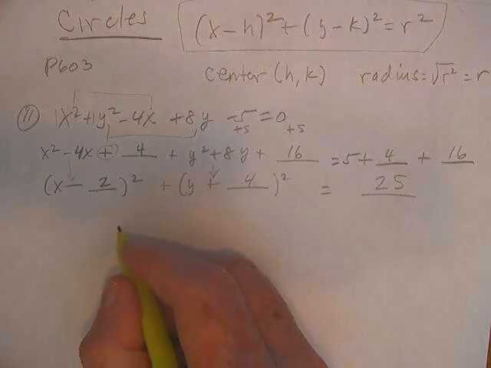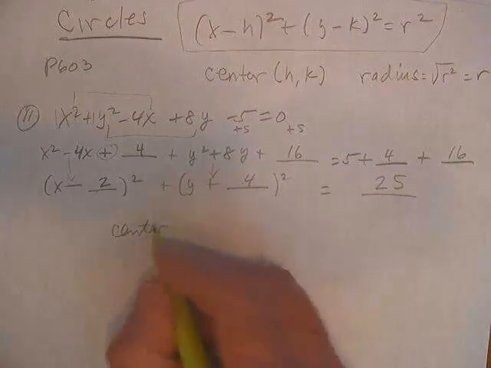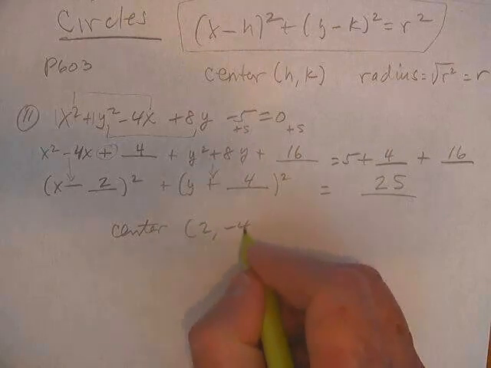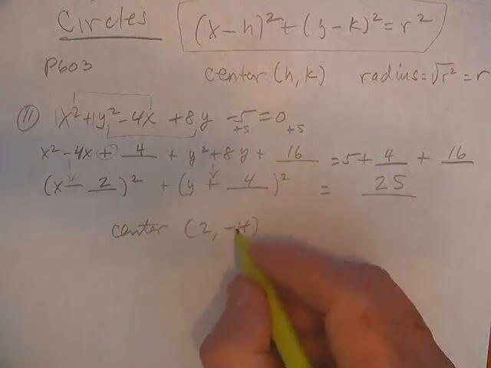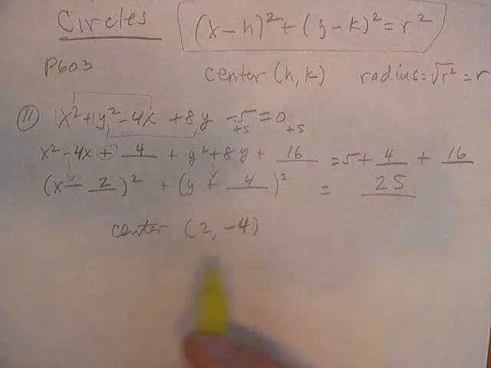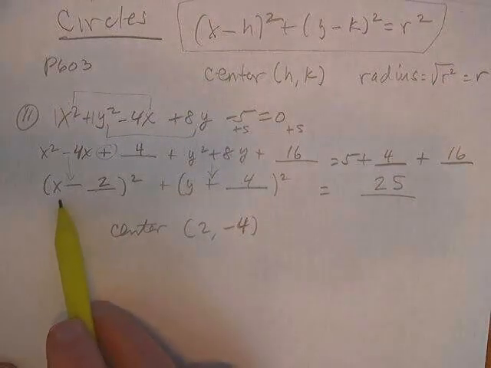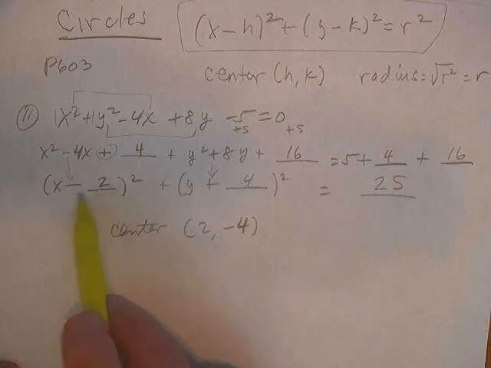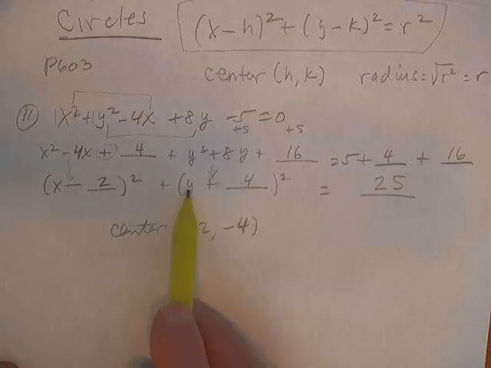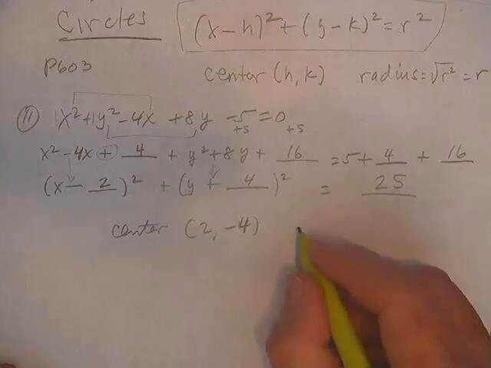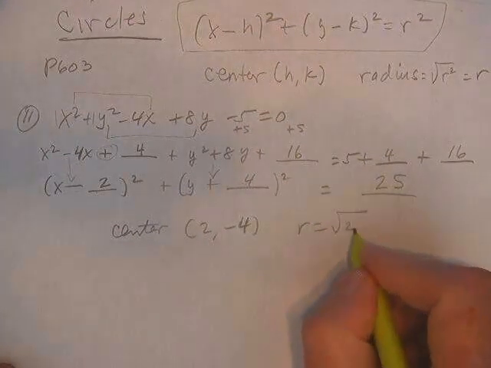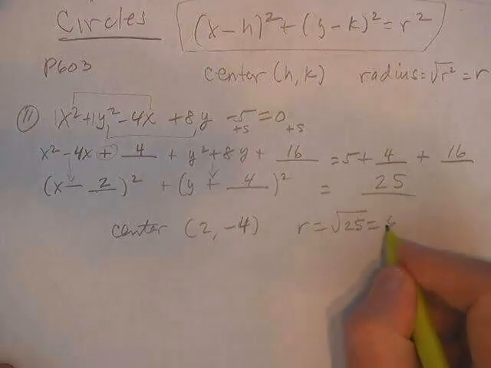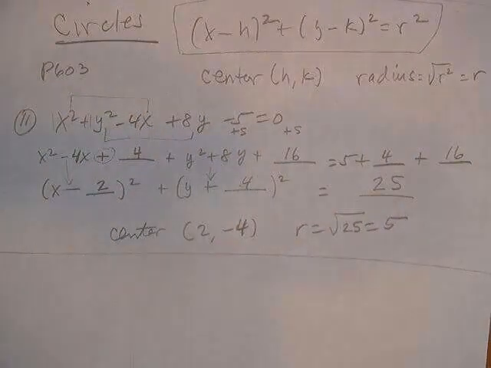So the center is (2, negative 4). You've got to change these signs. You want to know what number makes this parentheses into 0. Well, it's not negative 2, it's positive 2. Negative 4 plus 4 is 0. And the radius is the square root of 25, which is 5. And we're done with that one. Okay, so let's go find a different example.